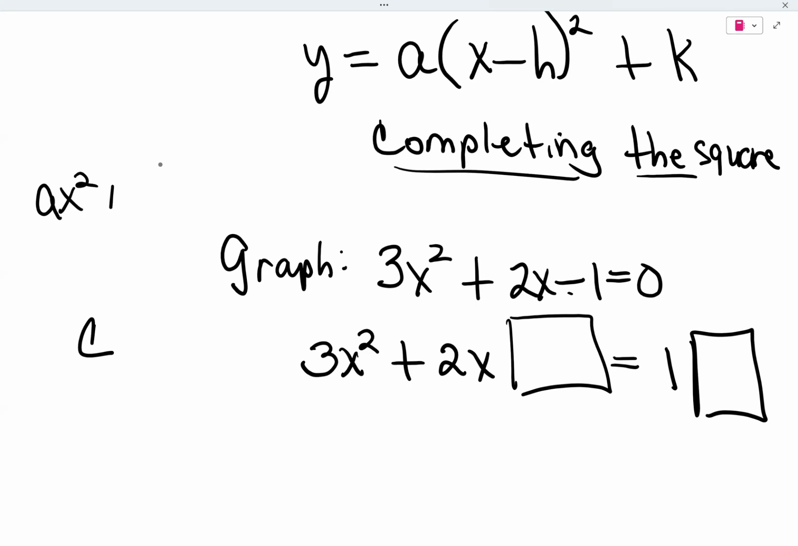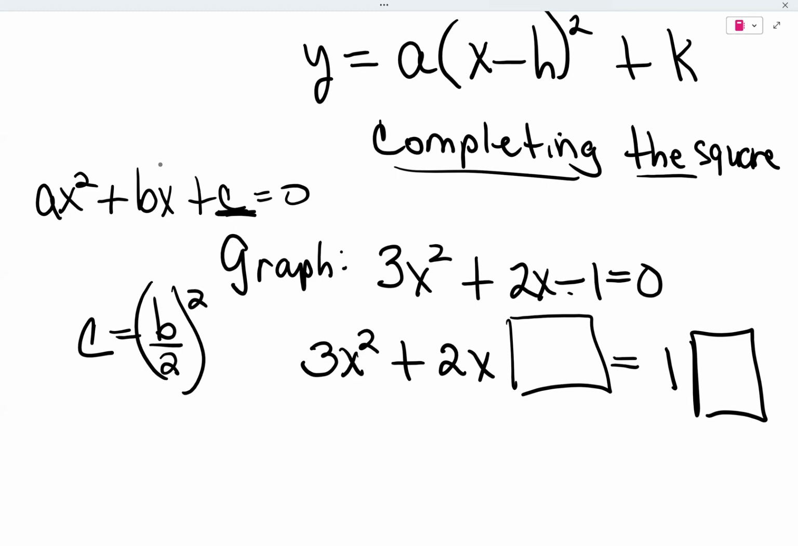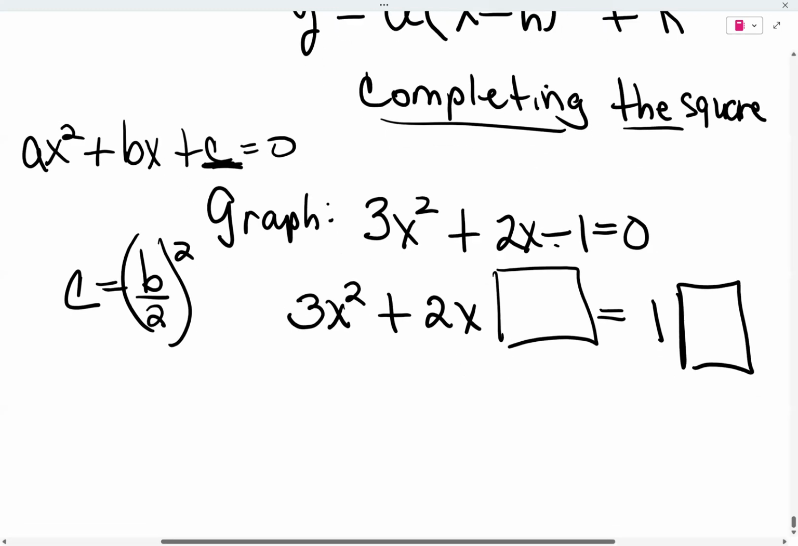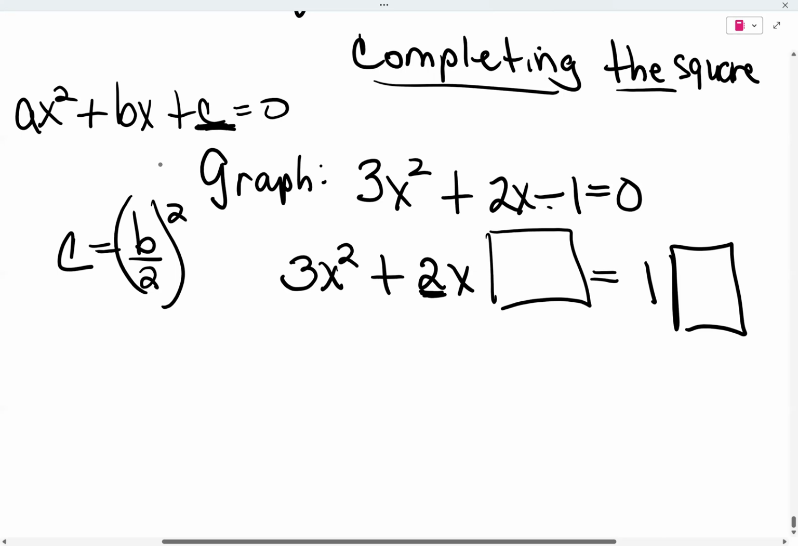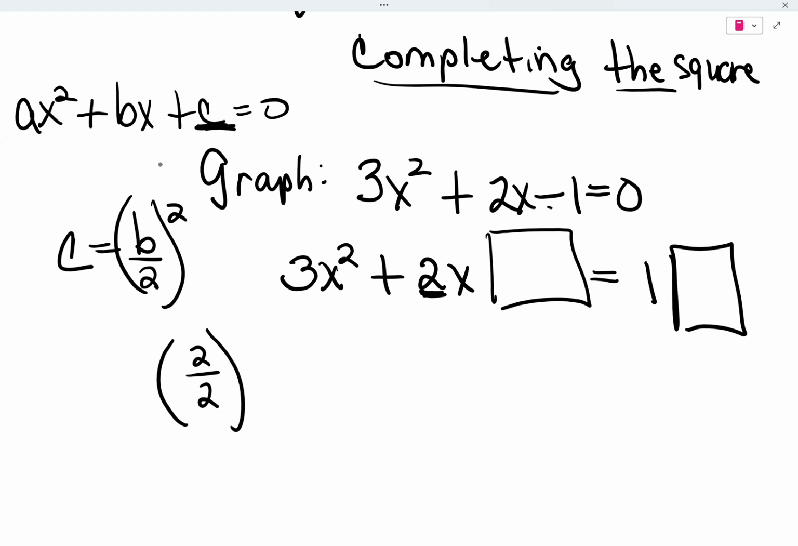We're saying that this is ax squared plus bx plus c, and that is equal to 0. This c value is equal to b divided by 2 squared. So it's a formula. My b term, if you look carefully, is right here. So the c term for this would be 2 divided by 2 squared, which is basically a +1 and a +1 here.